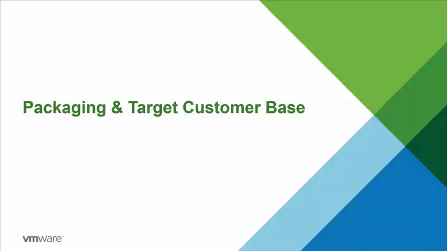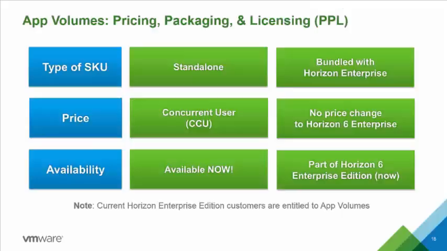Now that you know what App Volumes is, what it can do, and the requirements for it, let's talk a little bit about the licensing for App Volumes, as well as who to position it with when you're speaking to your customers. App Volumes is sold as either a standalone product or included with the Horizon Enterprise bundle. It is also sold on a concurrent user basis. App Volumes went GA on December 9th, 2014, so it is currently available, and you can get it today.